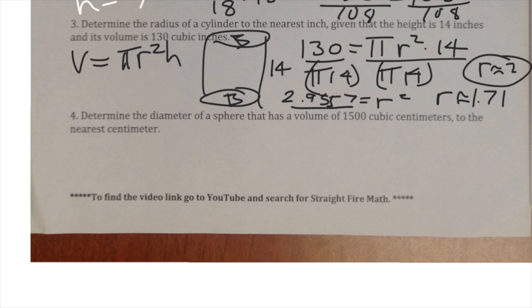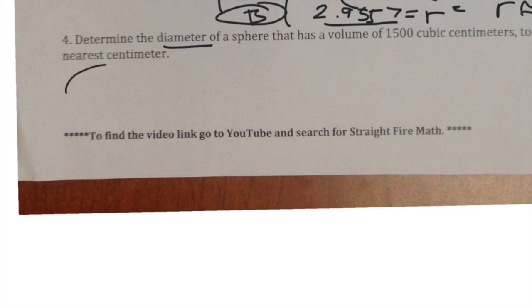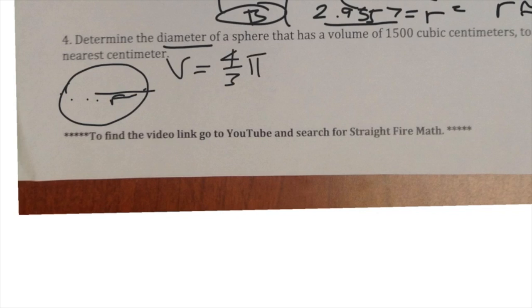And looking at the last question, it says the volume of a sphere is 1,500 cubic centimeters, and we're looking for the diameter. All right, so gotta make sure I'm geared up with the right formula. So a sphere is a ball or a globe, and we're looking for the diameter. But there's a formula for the volume of a sphere, and that's given to you on the exam as 4/3 pi r cubed.